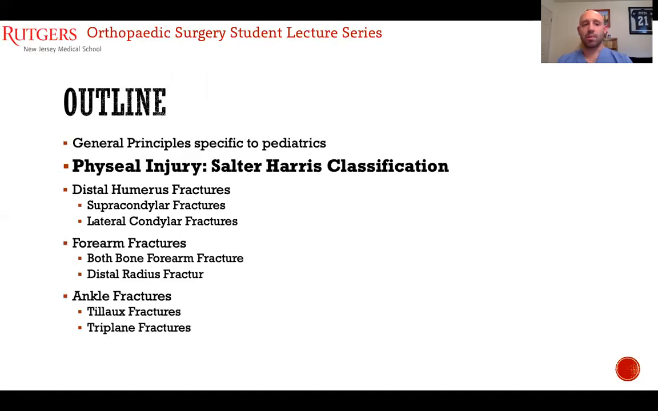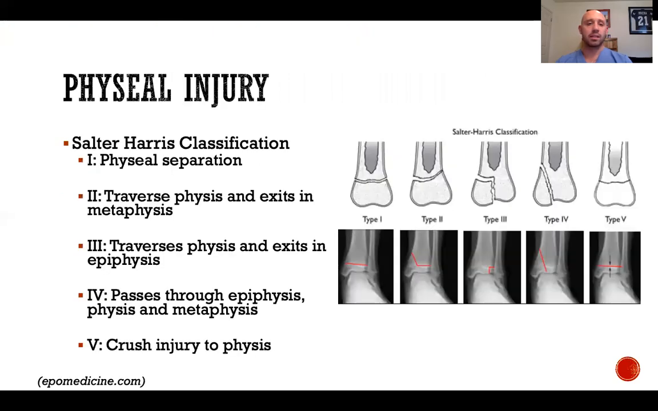So next we'll talk about physeal injuries, and this is the Salter-Harris classification. It's 1 through 5, and the first is a type 1, which is a physeal separation. The energy of the injury goes directly through the physis, and you oftentimes will just see some widening at the physis, or sometimes you'll see a complete separation where it's completely slipped off.